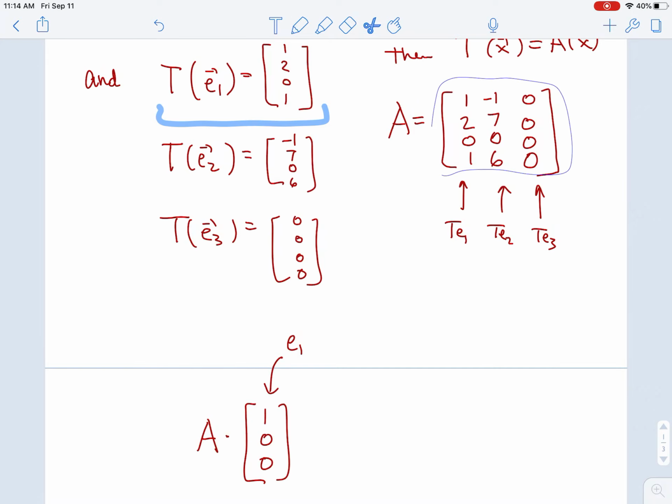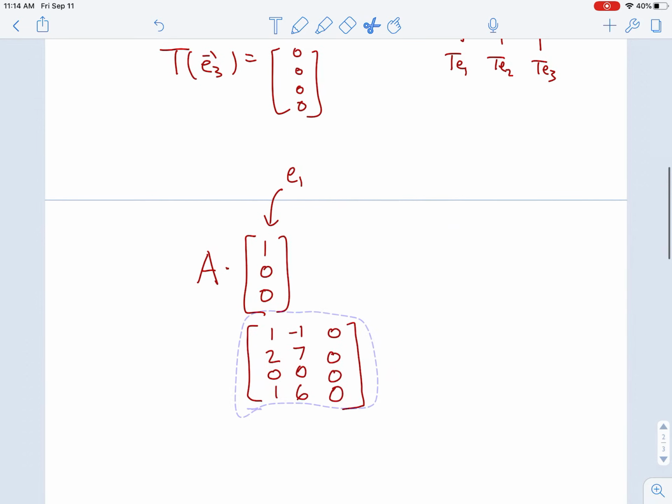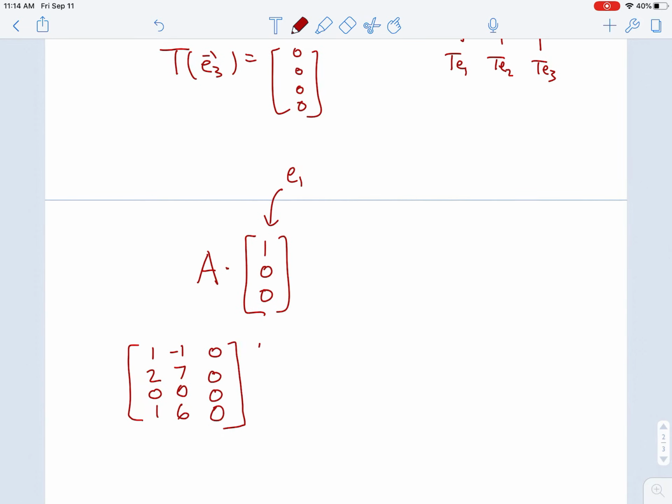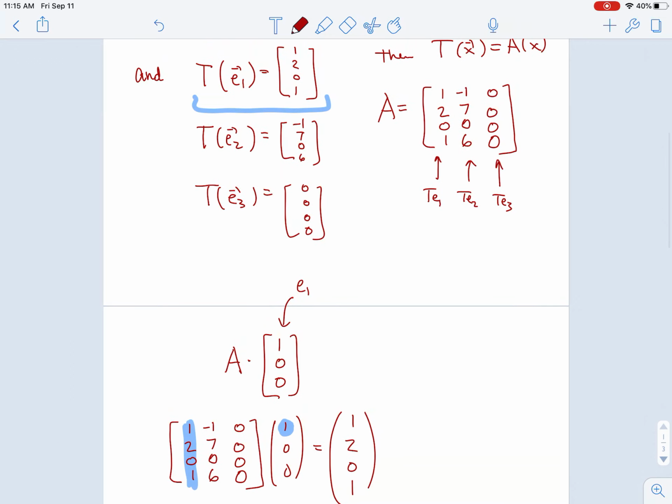If I take our matrix A, copy, paste, and I multiply by 1, 0, 0, well, this is a really easy computation to do because I only have one non-zero entry. So that's going to be 1 times this first column, and then zeros times the other columns. So of course that's just going to be 1, 2, 0, 1, which hopefully is what we were given in the problem, and it is. Okay?